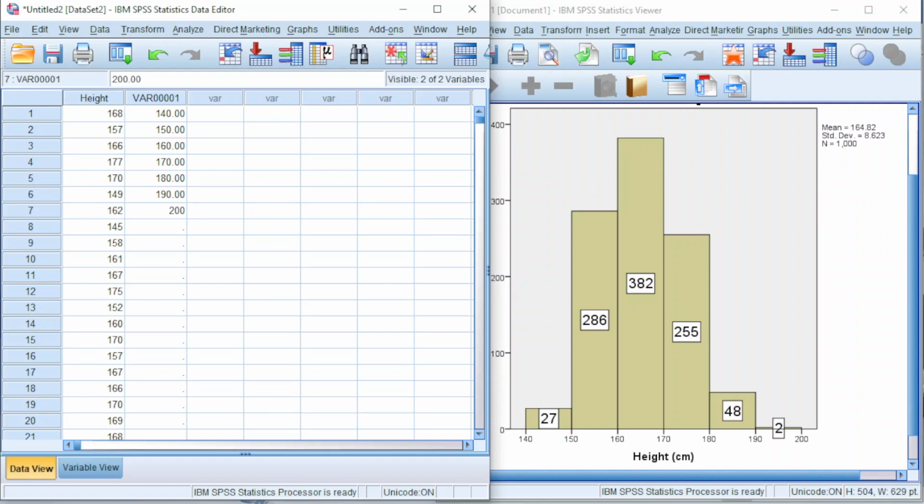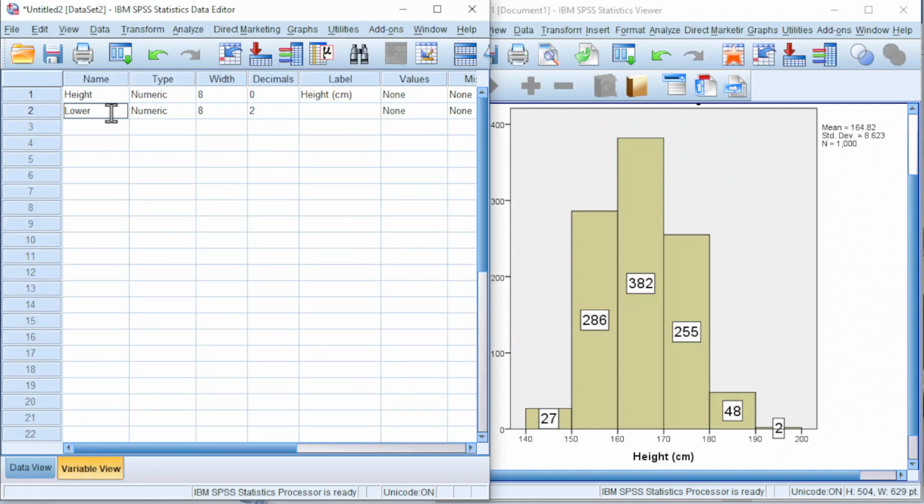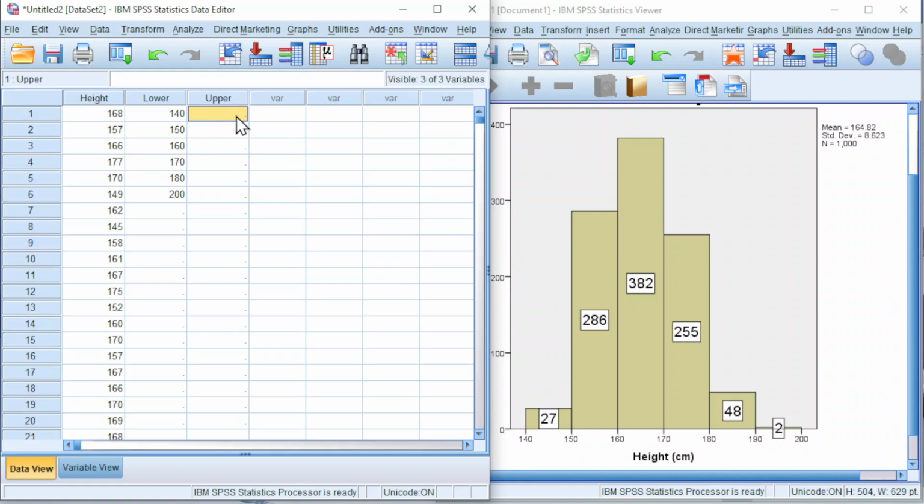Again, recall that we should group the last two classes since we have observations less than 5. So we shouldn't have 190, but jump to 200. And this is going to be labeled as the lower class boundary. And we need one column for the upper boundary. Enter the upper boundary, 150, 160, 170, 180 to 200. Since it's already completed, we can delete the last class since it's not needed. Altogether, we have 1, 2, 3, 4, and 5 groups, which means that k is equal to 5.